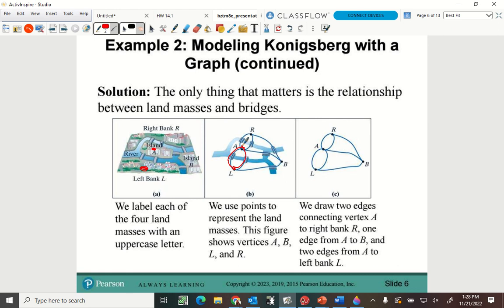How dare you? So, from A to the right bank, how many bridges do I have? 2. So I have 2 distinct pathways to go from A to R. And then, how many pathways? I only have 1 pathway to go from R down to B, right? Yeah. So from R down to B, I have 1 pathway there, right? Yeah. Because there's only 1 bridge connecting those.